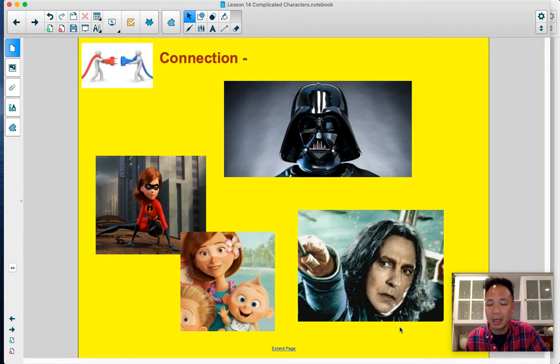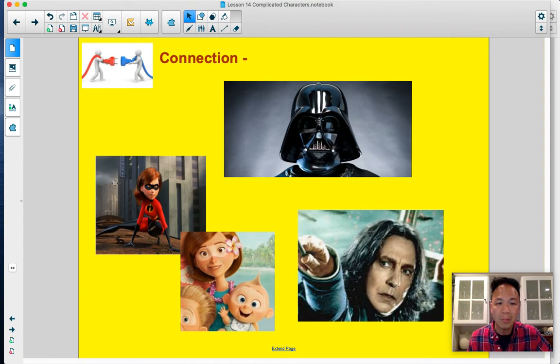Another one of my favorite characters is Professor Snape from the Harry Potter series. Again, he's someone that generally you wouldn't think of as being a good person. He's kind of bad. I don't want to spoil it for you, but there's a lot more to him than meets the eye. He's got some really good qualities, and in many ways, he might even be considered the hero of the series, or at least one of them.